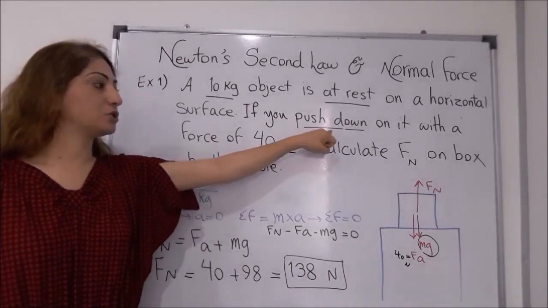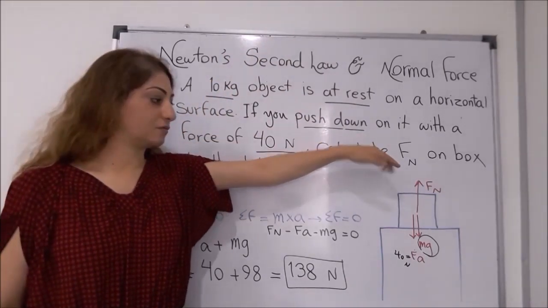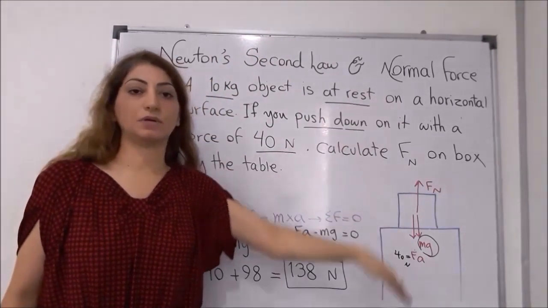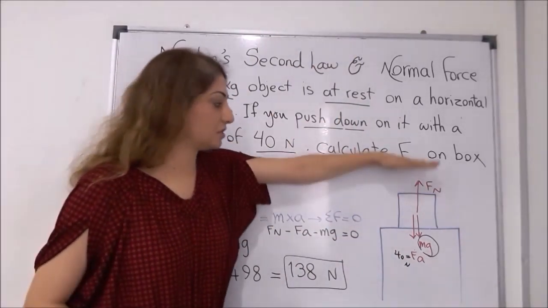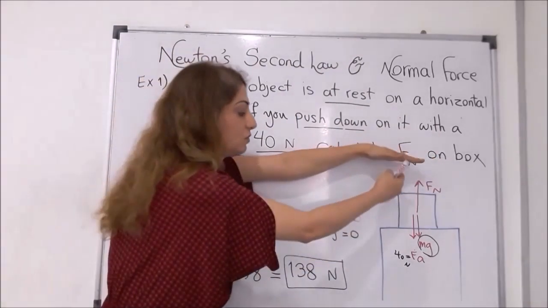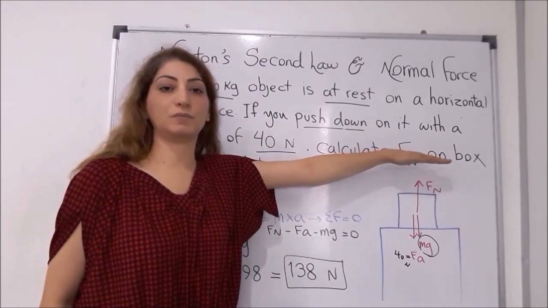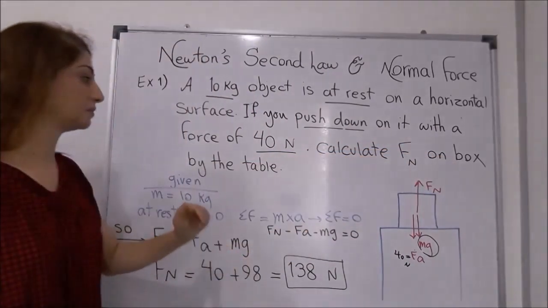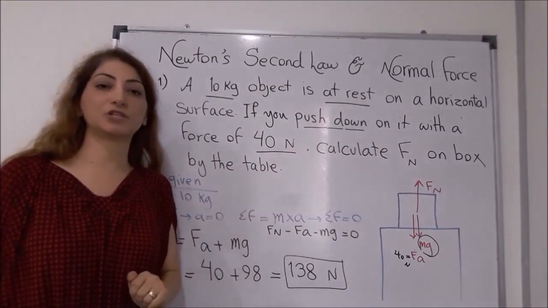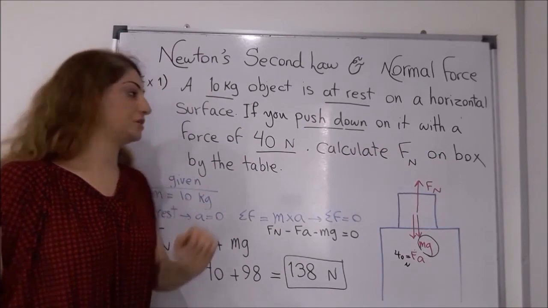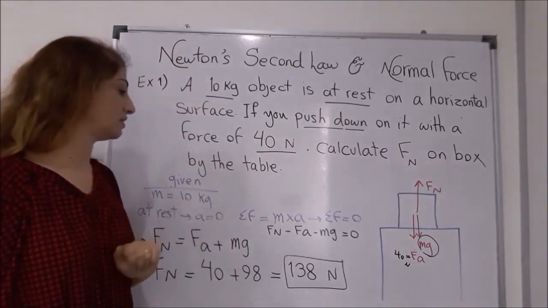When you say push down, it means that you are applying the force and the force vector should be downward, not upward, just down. I'm pushing the box down. So there is a force applied whose vector direction is downward, pointing to the ground. So the pushing force should be in the opposite direction to the normal force. So calculate the normal force on the box by the table.